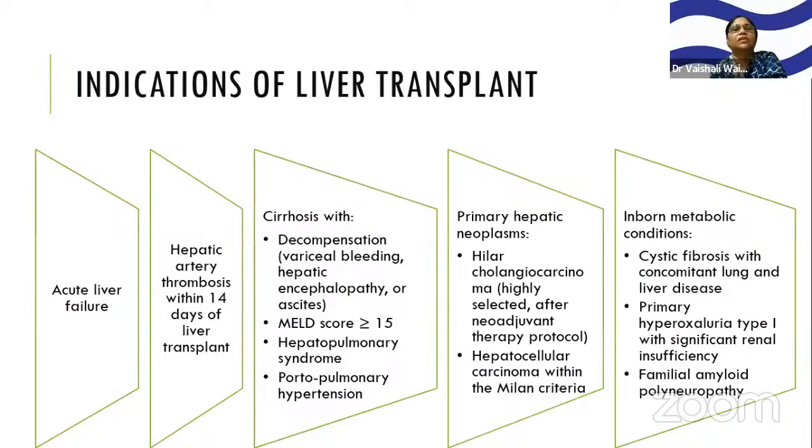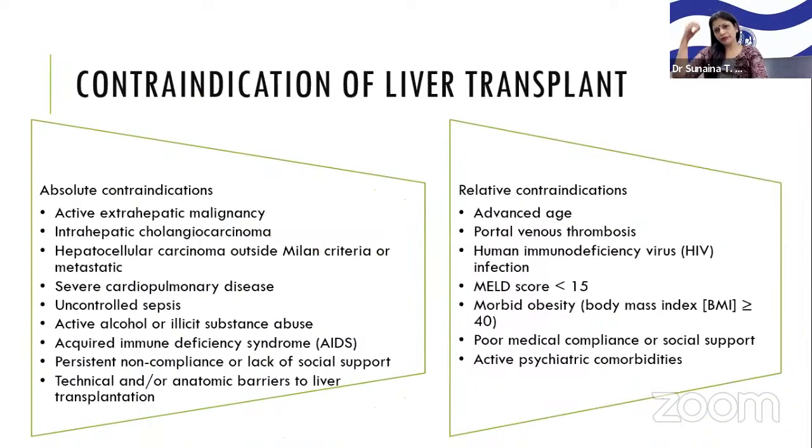What are the indications of liver transplant? Ma'am, liver transplant is indicated when there is acute liver failure, hepatic artery thrombosis within 14 days of the liver transplant, cirrhosis with decompensation. As ma'am already told, if MELD score is more than 15, liver transplant is definitely indicated. If patient has cirrhosis with hepatopulmonary syndrome and portopulmonary hypertension due to cirrhosis, primary hepatic neoplasm, and inborn errors of metabolism that are affecting the liver. So in these conditions, liver transplant is definitely indicated, ma'am. Next slide, please.